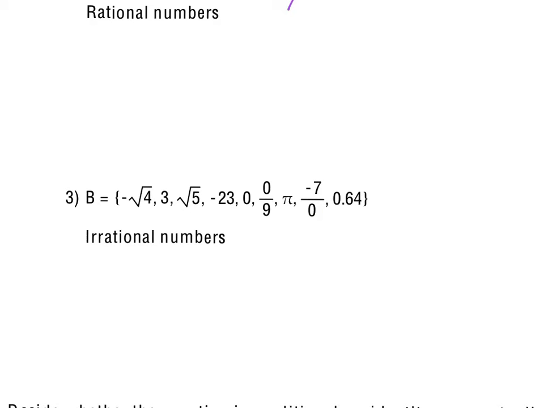All right, next we're looking at which of these are irrational. So negative square root of 4, that's actually negative 2, so that's rational. 3 is rational. Square root of 5 would be irrational. Negative 23, 0, 0 over 9, those are all rational. Pi is irrational. Negative 7 over 0 is undefined, and 0.64 is rational. So looking really just the square root of 5 and pi from that set that are irrational.